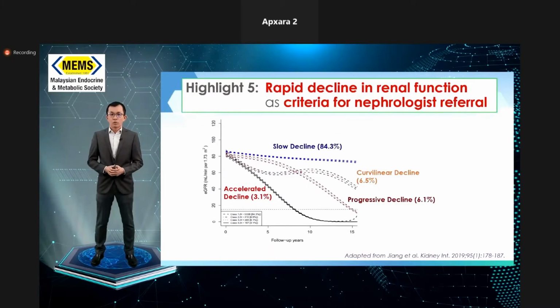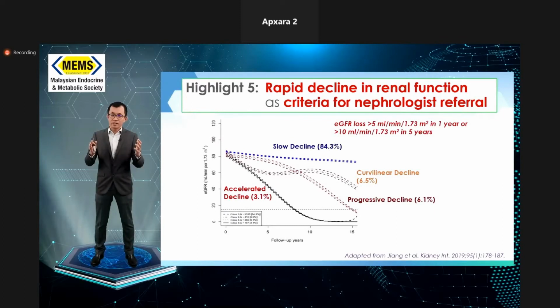Highlight number 5, we have placed rapid decline in renal function as the first criteria for nephrologist referral in this particular update, basically to highlight the importance of the GFR trend or trajectory, more importantly than the absolute value of eGFR. So eGFR loss of more than 5 ml per minute per year or more than 10 ml per minute in 5 years is the important criteria for nephrologist referral. And of course, this may represent a diabetic kidney disease with rapid progressor, or it might be a diabetic patient who has glomerulonephritis who needs further investigation.